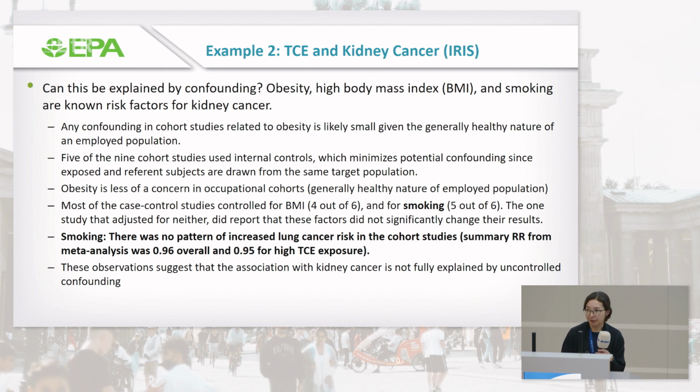In terms of the occupational cohort studies, there was evidence that obesity would be less of a concern because of the generally healthy nature of the employed population in those particular cohorts. And when looking differently at the case control studies, many of these actually did try to control for BMI or obesity, smoking, and other confounders, and did not find that these factors substantially changed their results. So I'll talk a little bit more about smoking on the next slide, but this type of thought process and grouping of studies allowed us to arrive at the conclusion that the association of TCE with kidney cancer was not being fully explained by uncontrolled confounding.